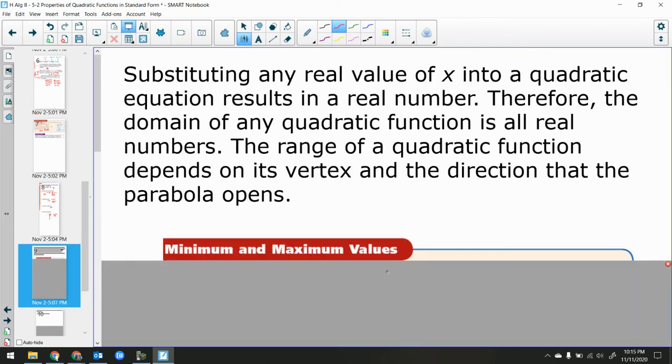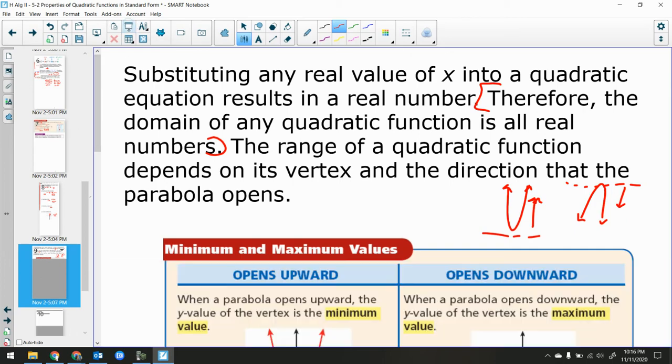Okay. All right, let's take a look here. Now, substituting any real value of x into the quadratic equation results in a real number. Therefore, this is an important statement here. The domain of any quadratic is all real numbers. The range depends on where that vertex lies, right? I only want values above this point if it opens upward. If it opens downward, I would want to find out where the vertex is, and I only want y values below that point. So it all depends on whether it opens upward or downward.